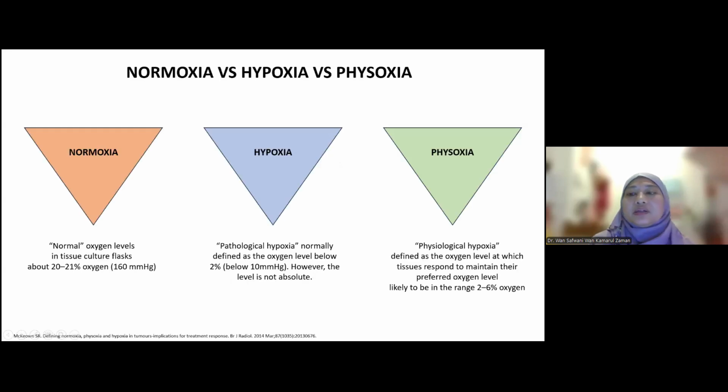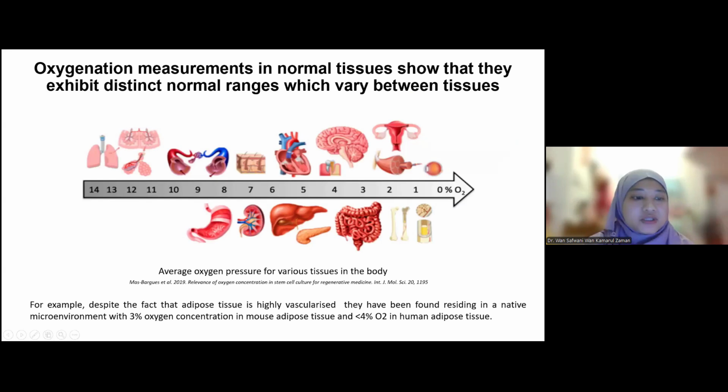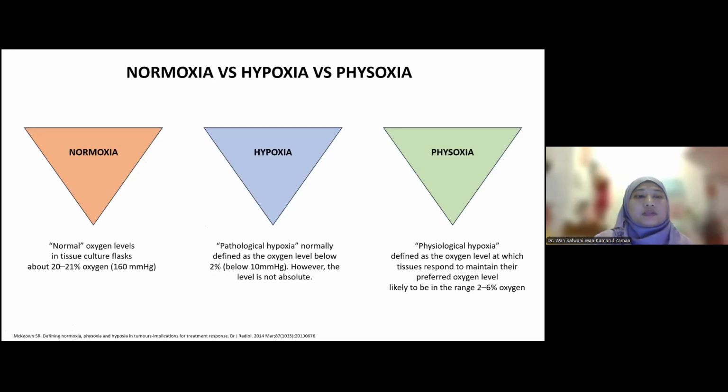So today I'm going to present some updates from our research group: Oxygen Matters, the Effects of Physoxia on Mesenchymal Stem Cells. Let's start off with some definitions. These are three terms that we are normally familiar with. In cell culture, we have the terms normoxia, hypoxia, and recently physoxia. Normoxia is an oxygen level of about 20 to 21%. It's a rough estimation, but a good approximation of what we currently use in cell culture in general.